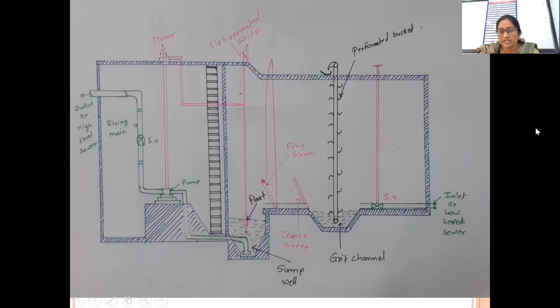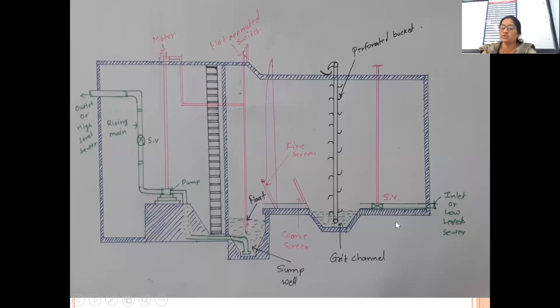From this inlet, the sewage from the entire city will be collected. Immediately at the inlet, there is a provision of a sluice valve. SV stands for sluice valve. Why is a sluice valve required? If the pumping station is under maintenance or some other issues are going on, we should not allow the sewage to enter the pumping station. We should close it. That's why the sluice valve.